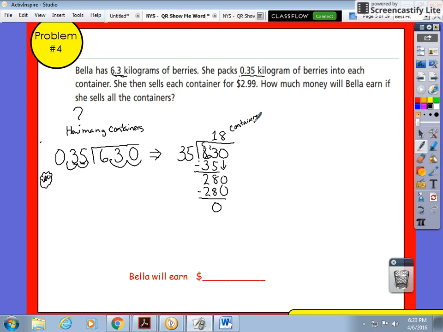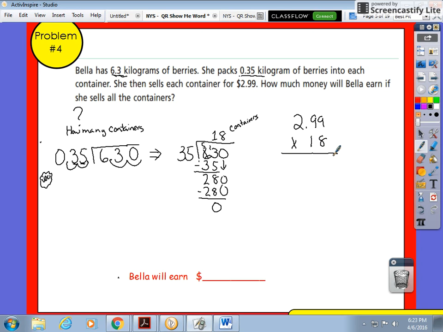That's not my answer to my question, because remember down here at my sentence, it says that I want to find out how much money she's going to make. That's how many containers she's going to sell. So now I found the answer to that hidden question. I can use that answer to figure out how much money she will make altogether by taking the $2.99 times 18 containers.